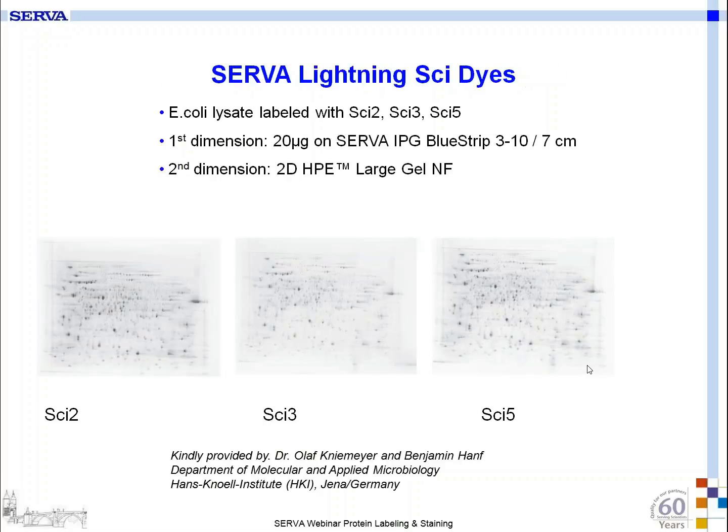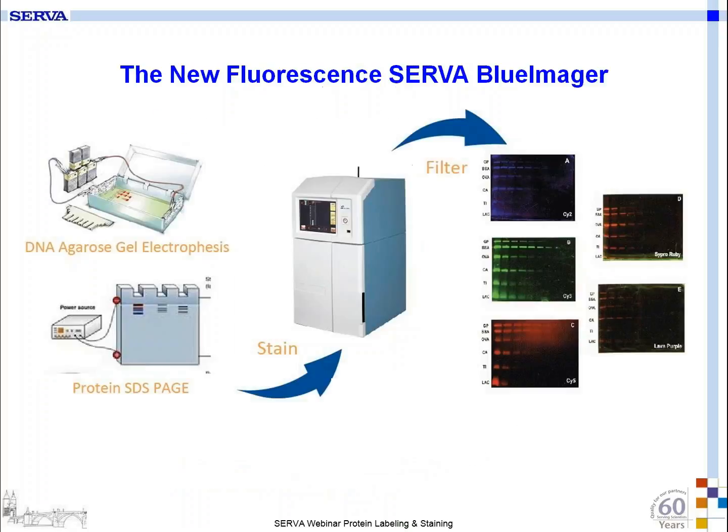And here is a second test. No, not we did it. Dr. Olaf Kniemeyer from Jena did it. He's using our SciDyes a lot, and he made an E. coli lysate and labeled it with Sci 2, 3, and 5, in the first dimension on a blue strip, a second dimension on our SERVA HPE large gels. And here you see the three pictures of the single colors and see that they are really good and see a lot of spots. You have a lot to do afterwards.